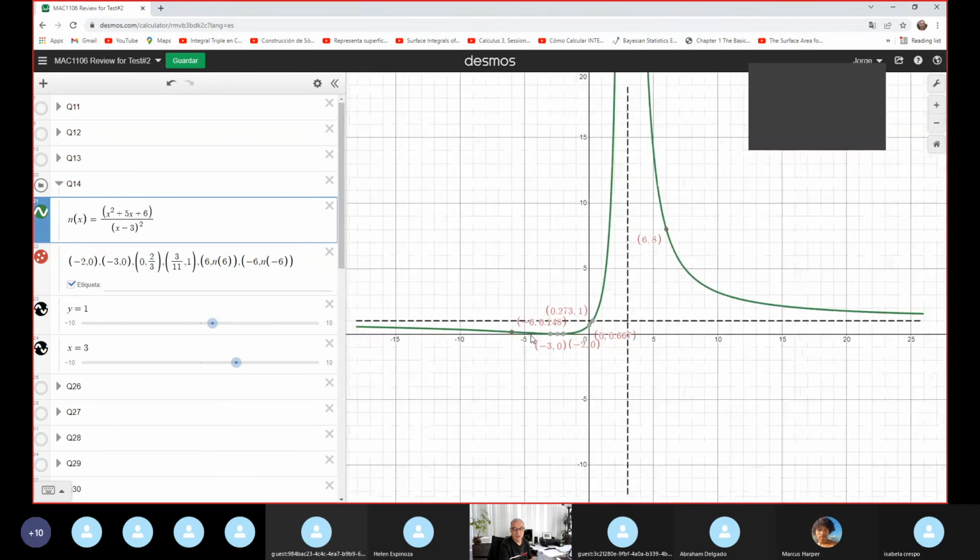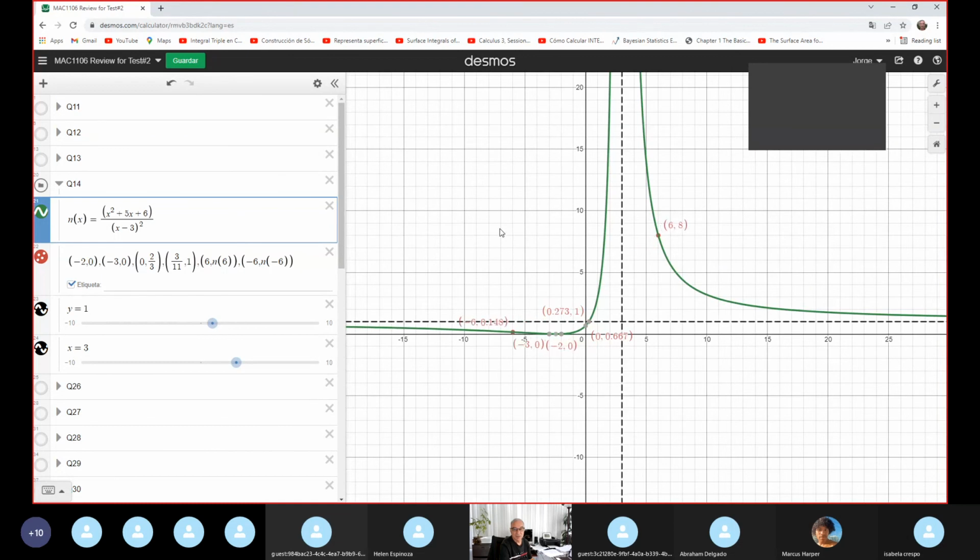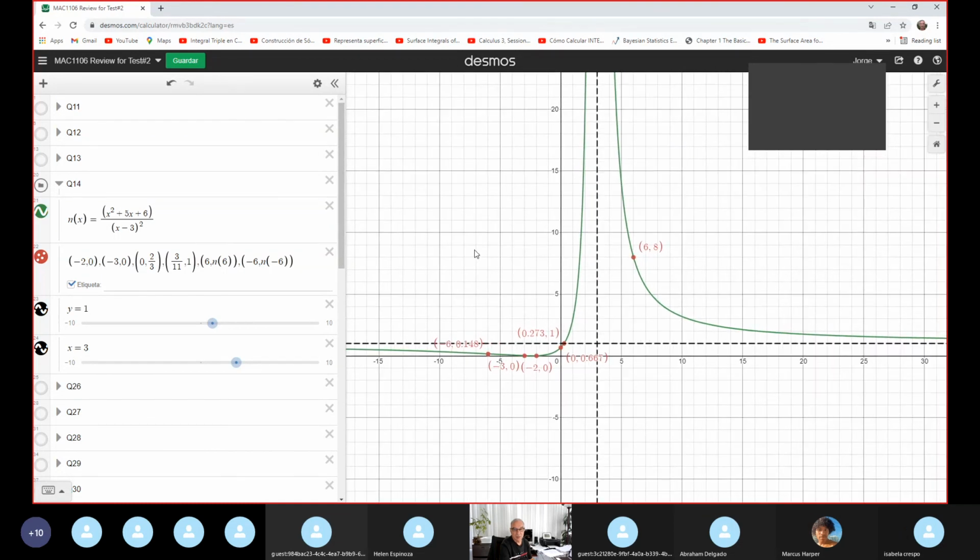This is positive. And you see the behavior around the vertical asymptote: when you move to the right of the vertical asymptote, the curve moves up, and to the left it is also up. It's positive infinity in both directions. The reason is because this is a square. See, this one is not a square, so the behavior changes sign, but in this case it's a square, so it stays the same.